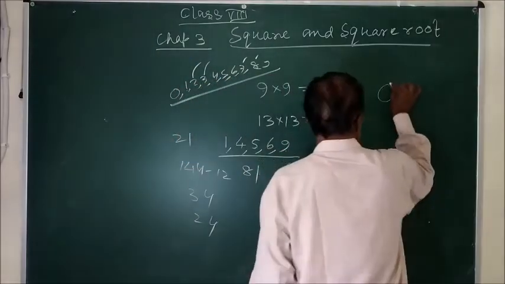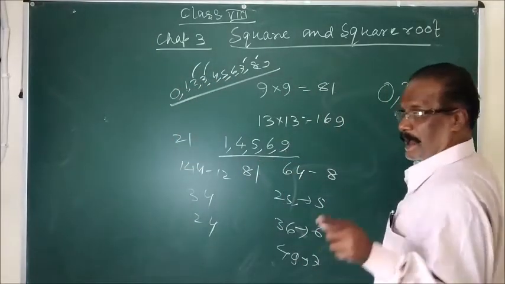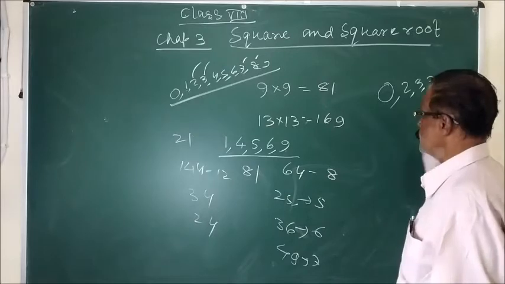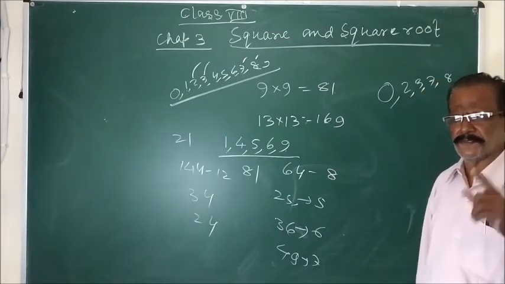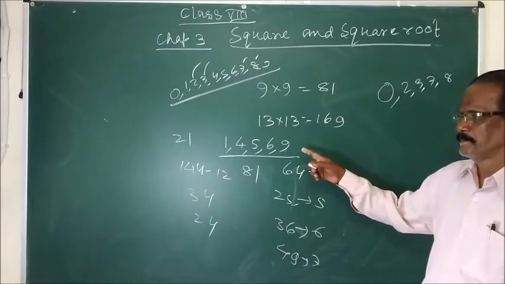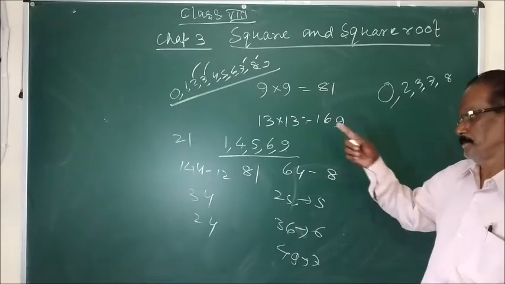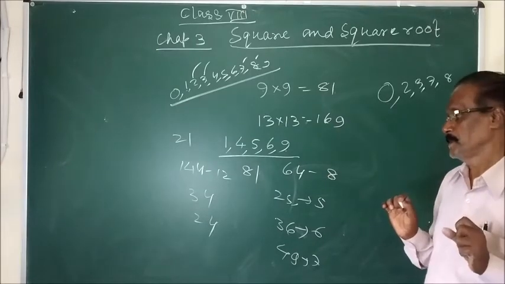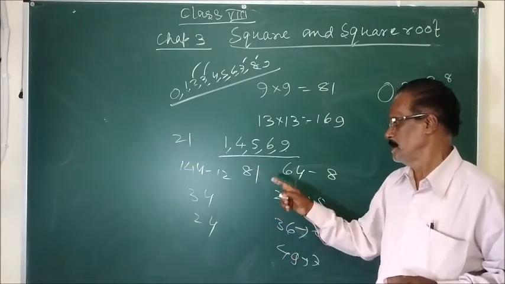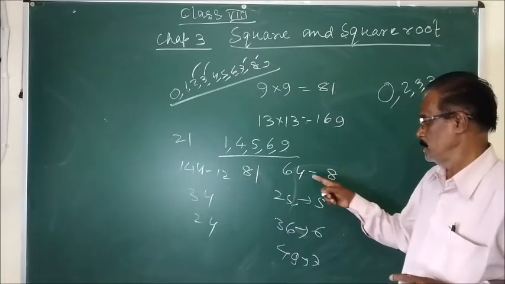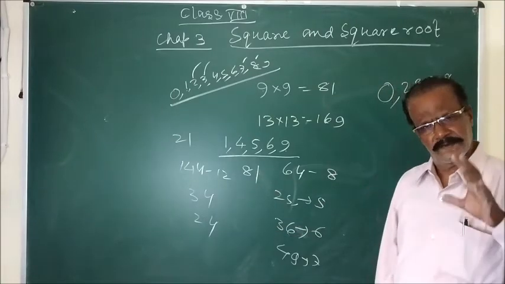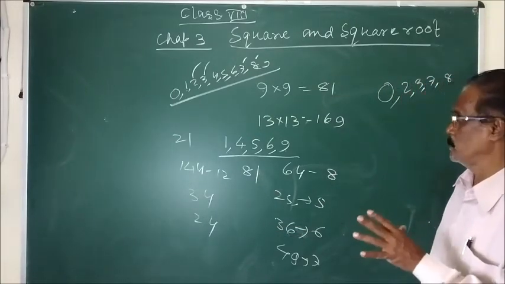But if the ones place is 0 in an odd number, or 2, or 3, or 7, or 8, those numbers cannot be perfect squares. These numbers are surely not perfect squares. But here, both possibilities exist, it may be a perfect square or may not. Number of examples before you. 1 in the ones place of this 81, perfect square of 9, 64, the square of 8, but 34, 24. So these are the rules, and you will try to solve.